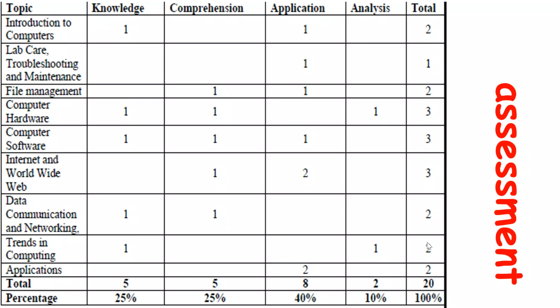Computer software, 1 question on knowledge, 1 on comprehension, 1 on application, total 3. Internet and World Wide Web, you will find 1 question on comprehension, 2 questions on application, total 3. Data communication and networking, 1 question on knowledge, 1 on comprehension, total 2. System security, ethical issues and emerging technologies, 2 questions, 1 on knowledge and 1 on analysis, total 2.